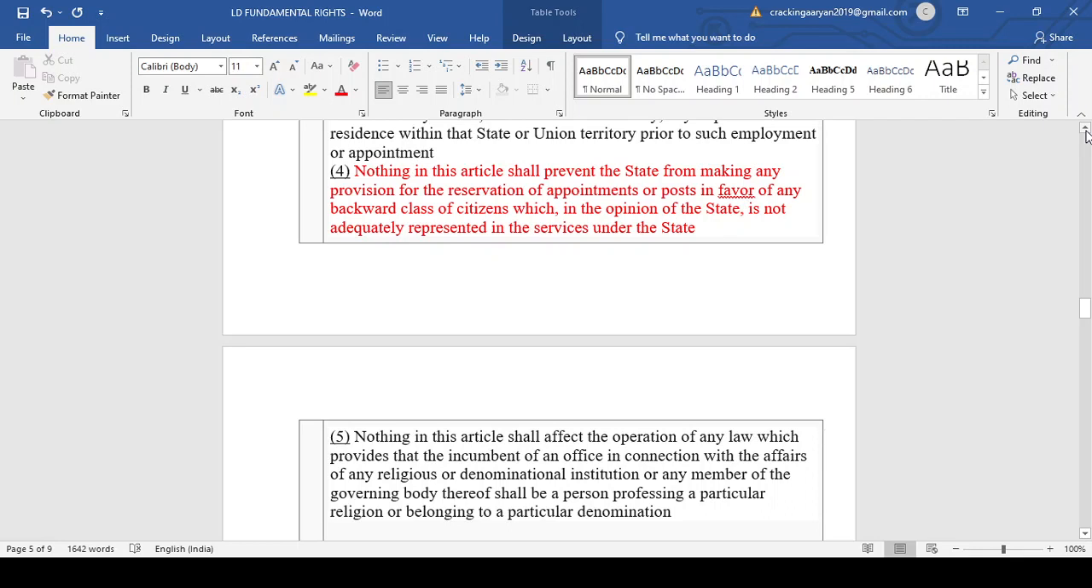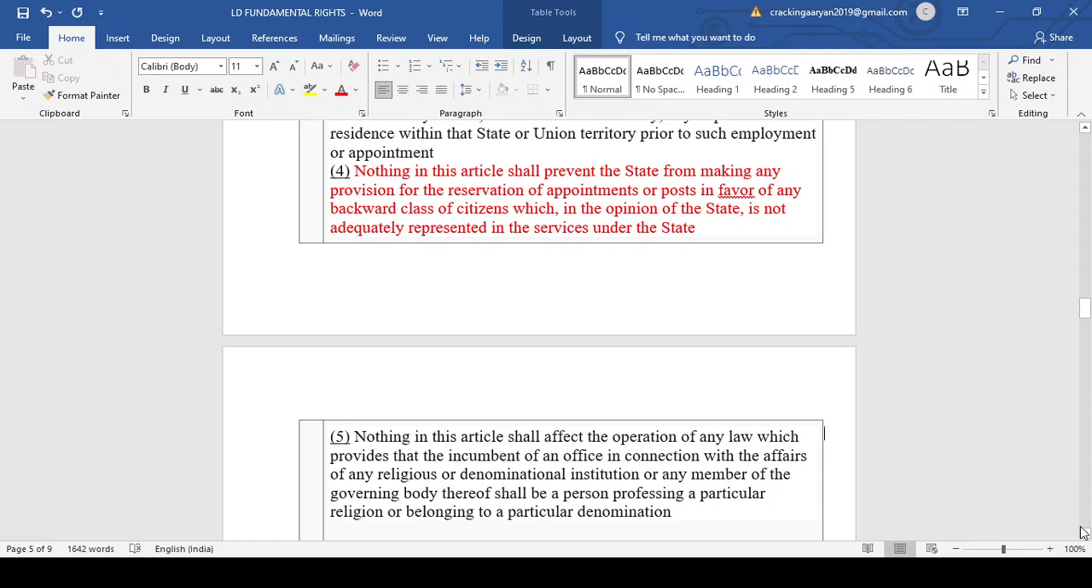So this is Article 16 clause 4, which the Supreme Court took the example of, that nothing in this article shall prevent the state from making any provision for reservation of appointment or post in favor of any backward class of citizen, which in the opinion of the state is not adequately represented. Now various judgments came afterward, in which it was held that the opinion of the state should be backed by data. It is not that if the state just says it is not adequately represented, then it will be the misuse of political power, right? So it held that there should be data.